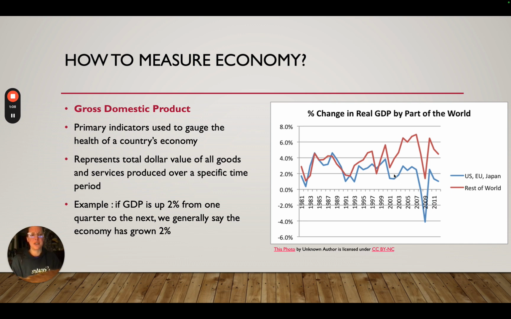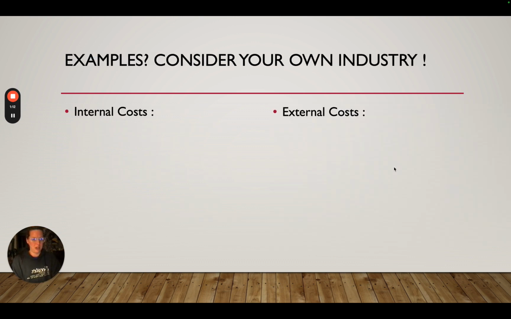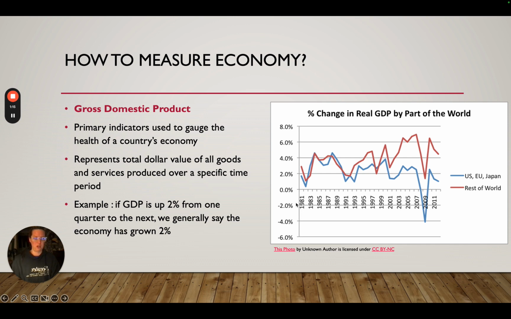This graph is one that I got off the internet, just looking at the percent change in real GDP by part of the world. The blue line is the US, EU, and Japan, and the red line is the rest of the world. We can see the really beautiful 2009 crash that perhaps you lived through. I know I sure did. It goes up and down, right? It's not generally in a constant upward motion. We have highs and we have our lows.